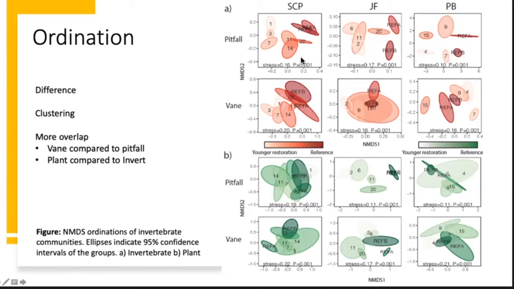As we predicted, you have tighter clustering in the pitfall traps and more overlap in the vein traps. Again, this is because the vein traps can capture invertebrates from a much greater distance than the pitfall traps because they have higher dispersal. And the plant communities have a similar pattern of a lot more overlap than in the invertebrate community because the plants can be brought in from outside as well.